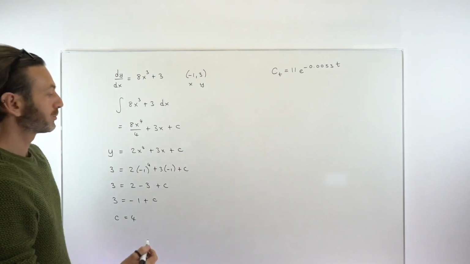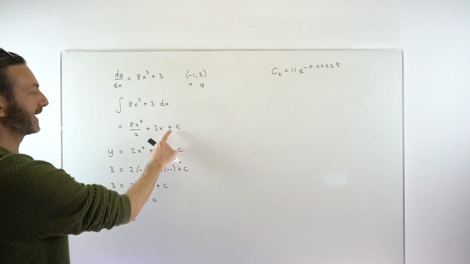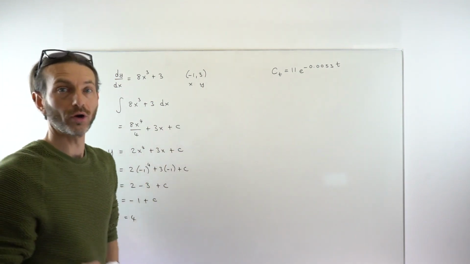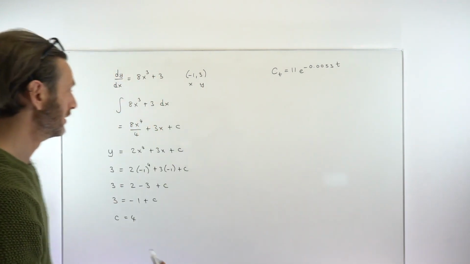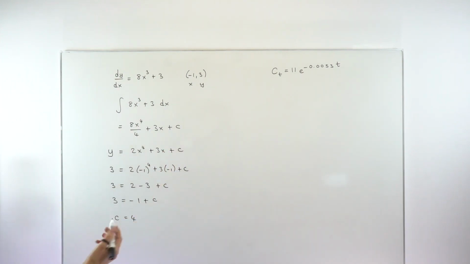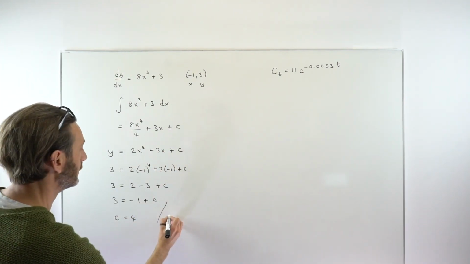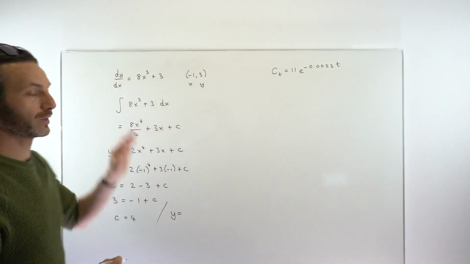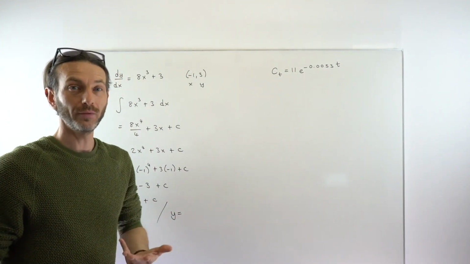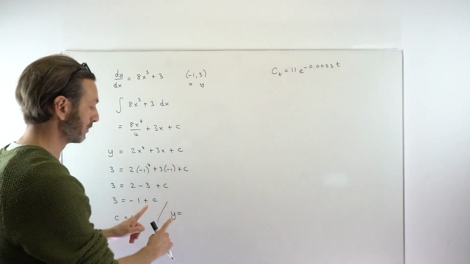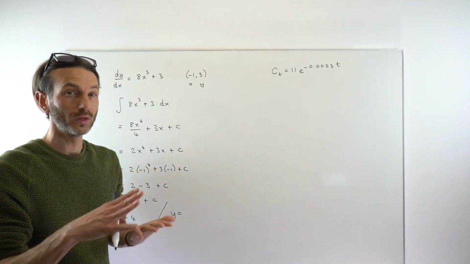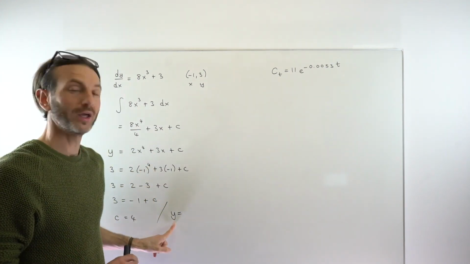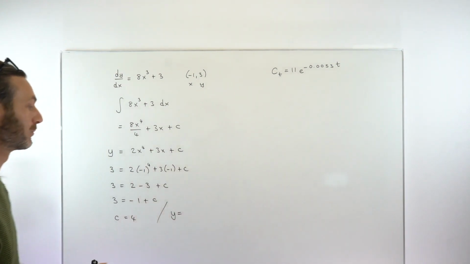So all we need to do at this point, now that we've got the c value, is go back to this line and write our final answer, our final function, including the new c value. So the final answer for this one would be y equals, and it's y in this case because the derivative was given as dy dx. If it was given as f dash x, then this would be f of x equals. So use the appropriate notation, because if you use the wrong notation there, they probably would mark you down for that.